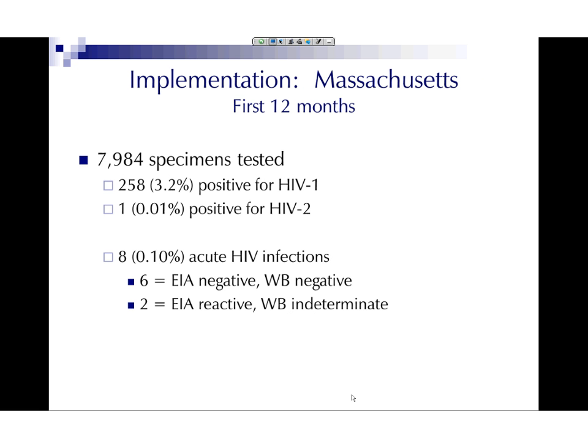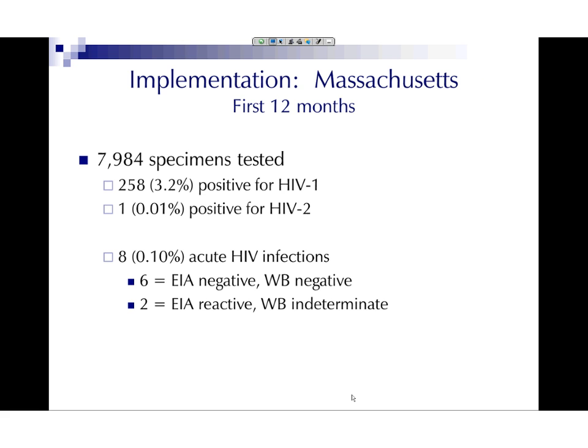This one was from Massachusetts in their first 12 months of implementation of the algorithm. They tested nearly 8,000 specimens, of which 258 were positive for HIV-1 antibodies. One of them, in fact, was positive for HIV-2 antibodies. And with this new algorithm, they detected 8 acute HIV infections.